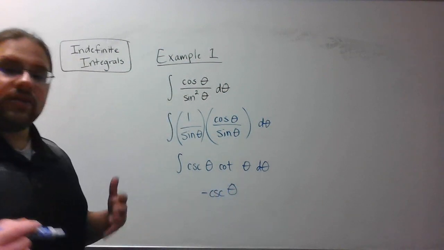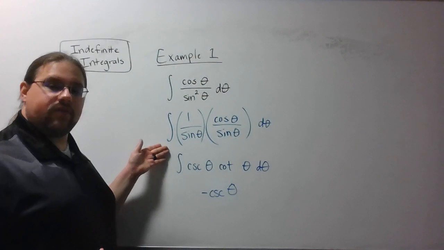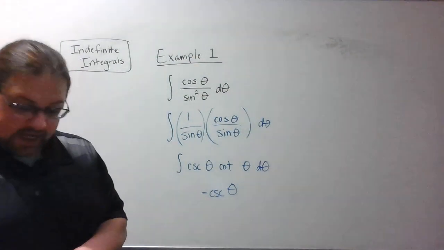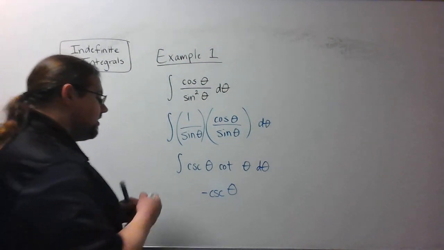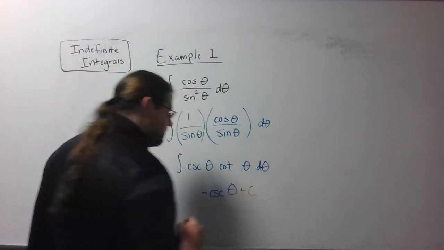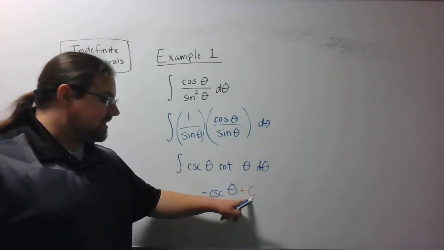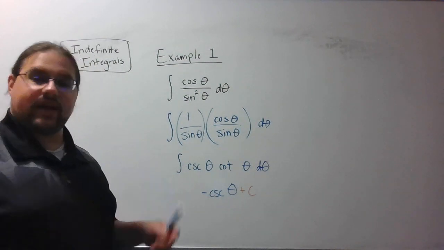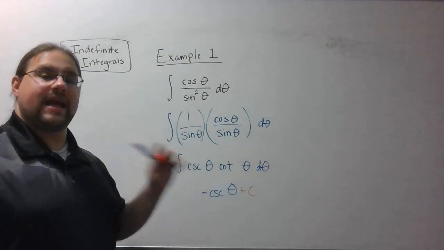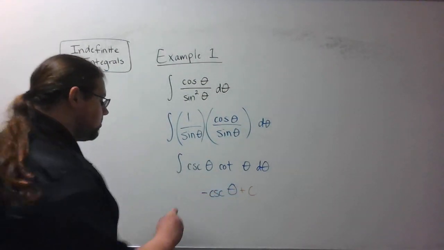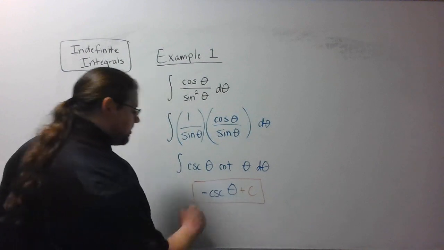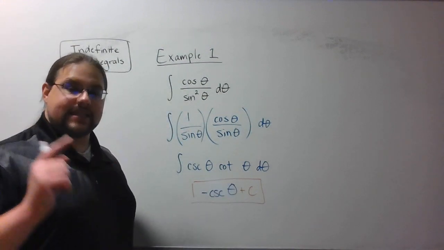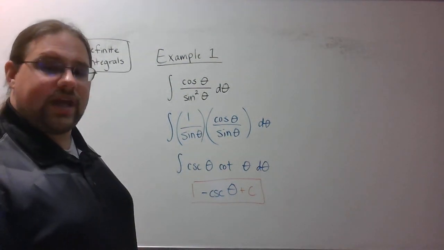Now, again, the difference here is I'm no longer evaluating over any bounds. I don't have a number on the bottom or a number on the top. So what I'm going to do is make sure I add in the constant of integration. Okay? Now remember, that c could be literally any number. It could be any number that we can think of. It could be 0, could be 1, could be 2, could be -5, could be literally anything. So right now, this is going to be my answer, the negative cosecant of theta plus c. C is that constant of integration. Make sure you include that every single time.